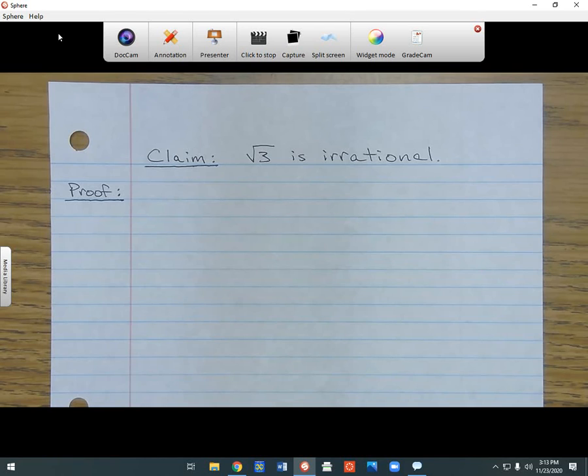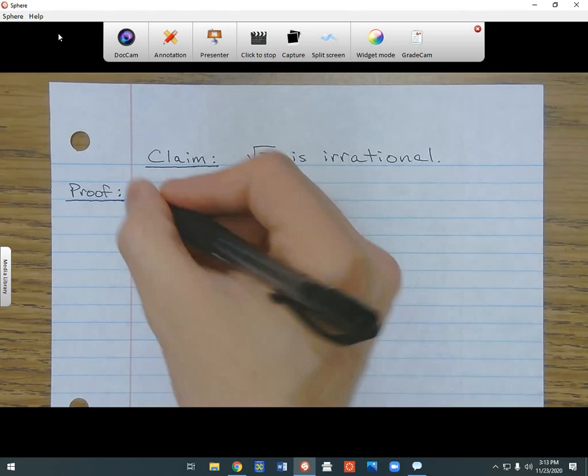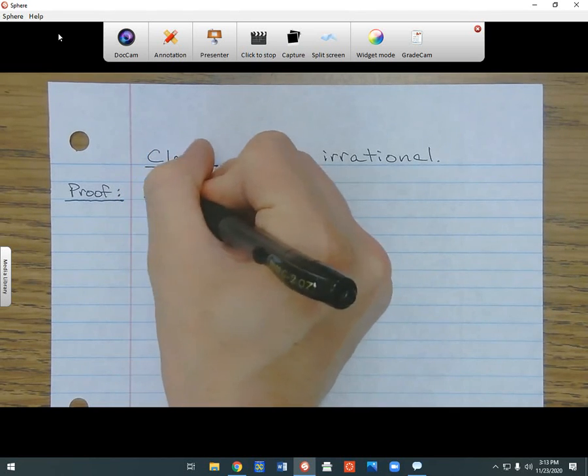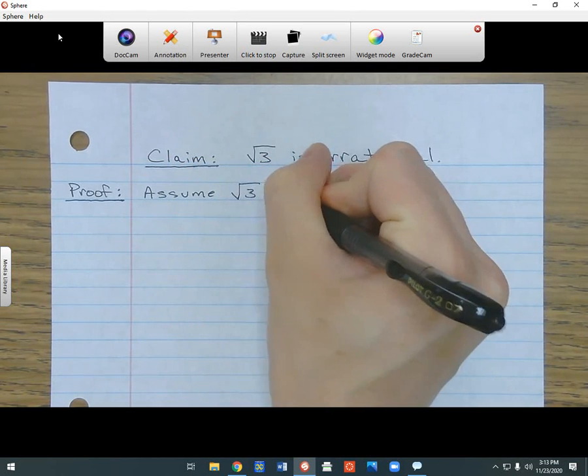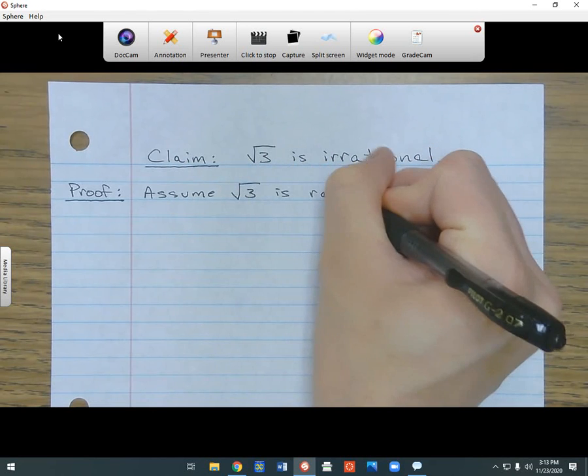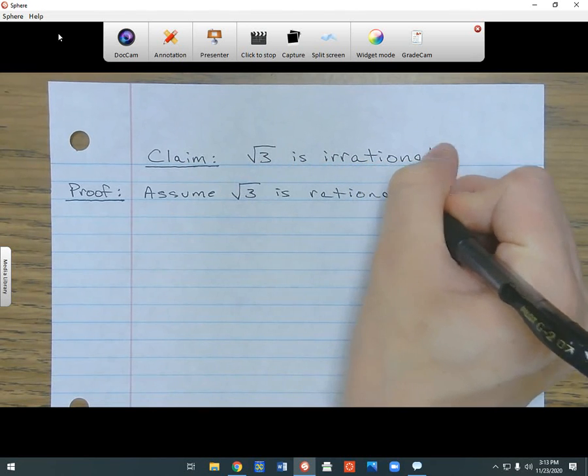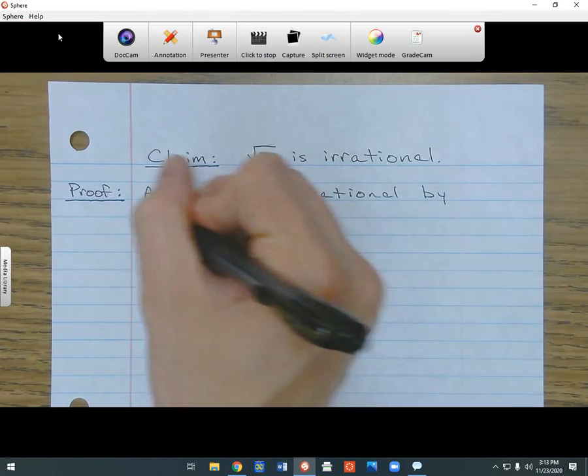Alright, so the way I want to do this is, I want to start by assuming the opposite. So we're going to assume that the square root of 3 is actually rational, and then we'll argue to a contradiction. So, assume that the square root of 3 is rational by contradiction.